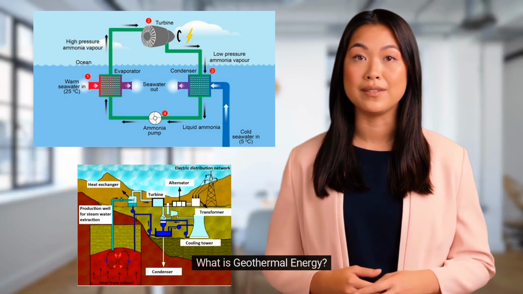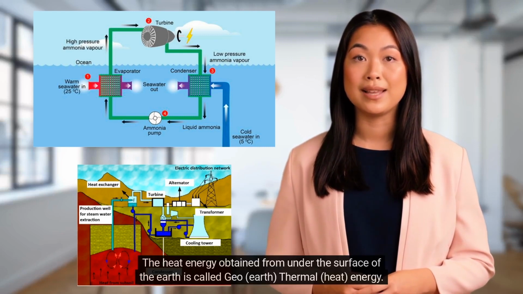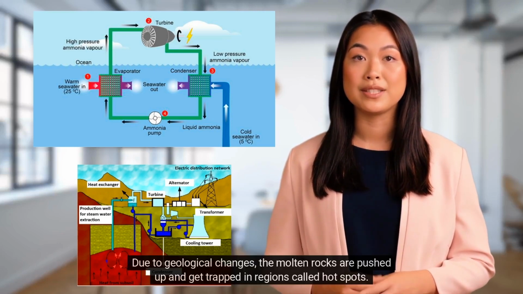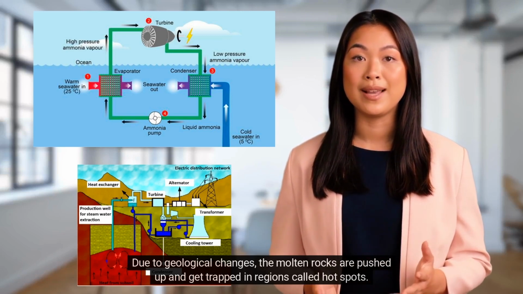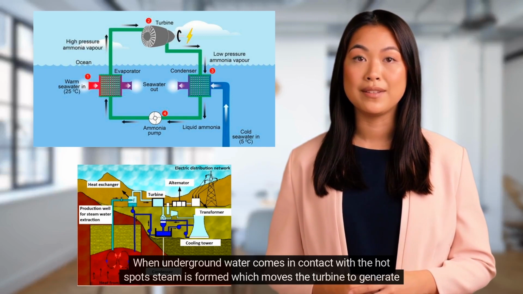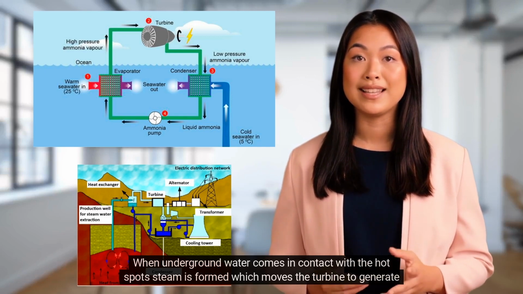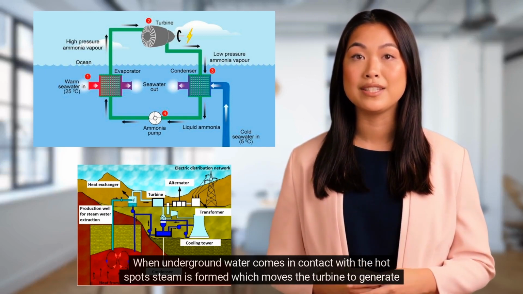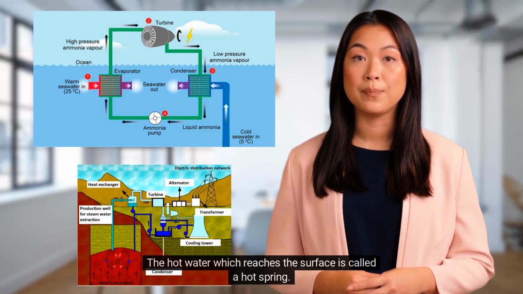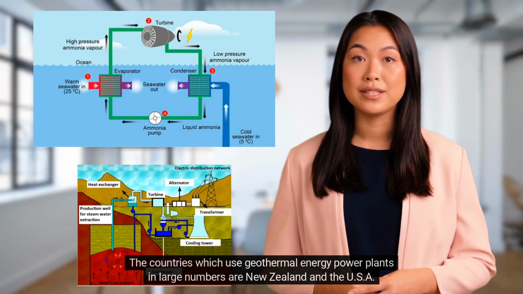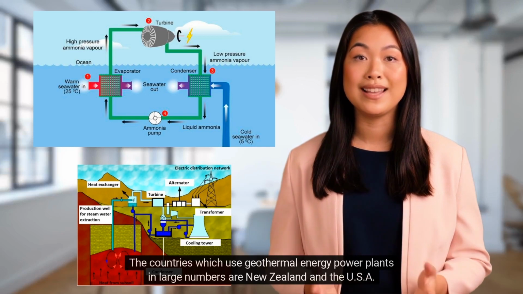What is geothermal energy? The heat energy obtained from under the surface of the Earth is called geothermal energy. Due to geological changes, the molten rocks are pushed up and get trapped in regions called hot spots. When underground water comes in contact with the hot spots, steam is formed which moves the turbine to generate electricity. The hot water which reaches the surface is called a hot spring. The countries which use geothermal energy power plants in large numbers are New Zealand and the USA.